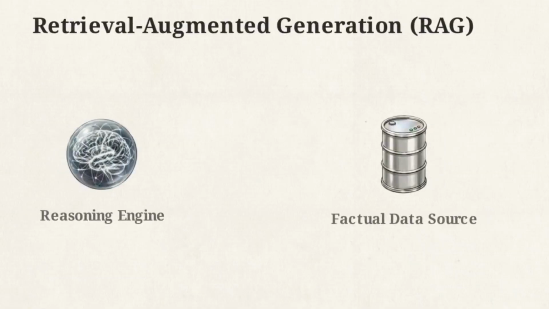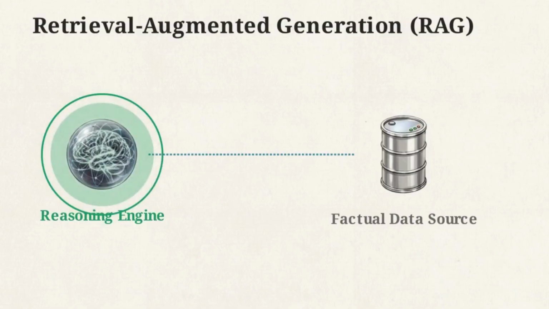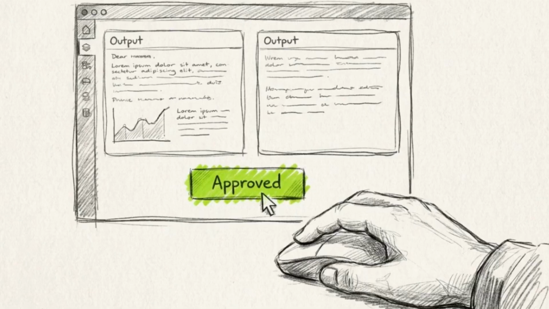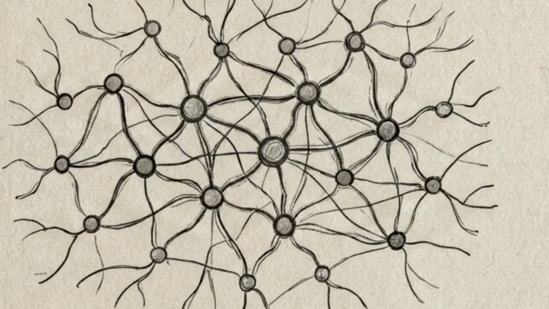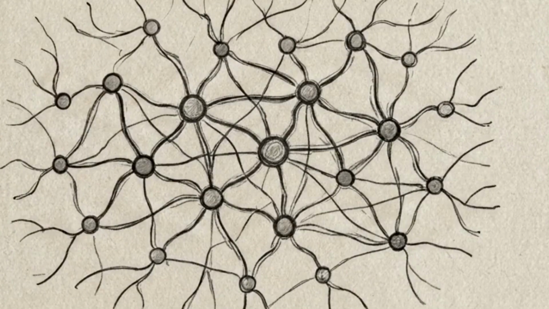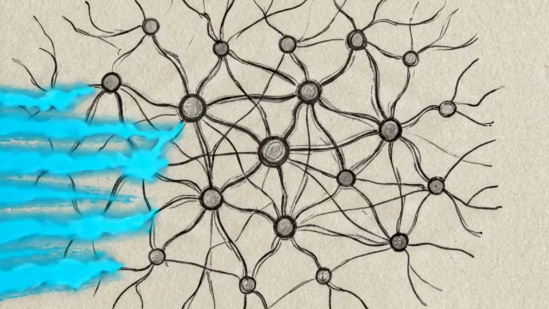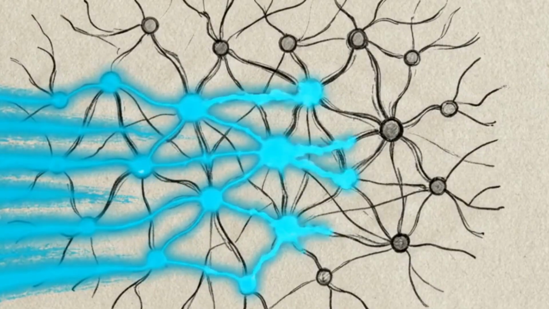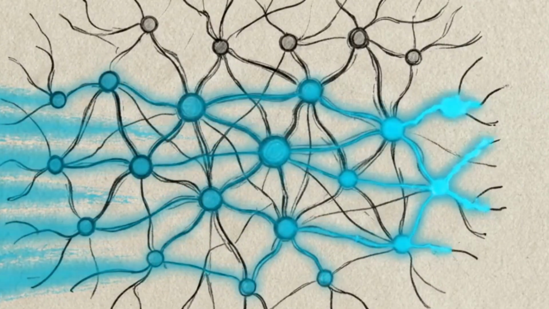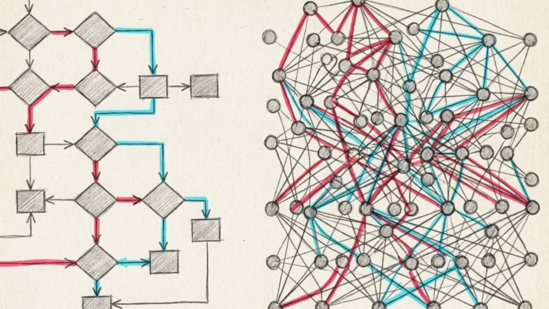We ground these models in factual data using retrieval augmented generation, or RAG. Safety and alignment are achieved through reinforcement learning from human feedback. To generate a single output, these massive models must instantly process hundreds of thousands of simultaneous probabilistic weights across vast neural pathways. Layer 5 shifts from the deterministic logic of standard programming toward human-like reasoning.